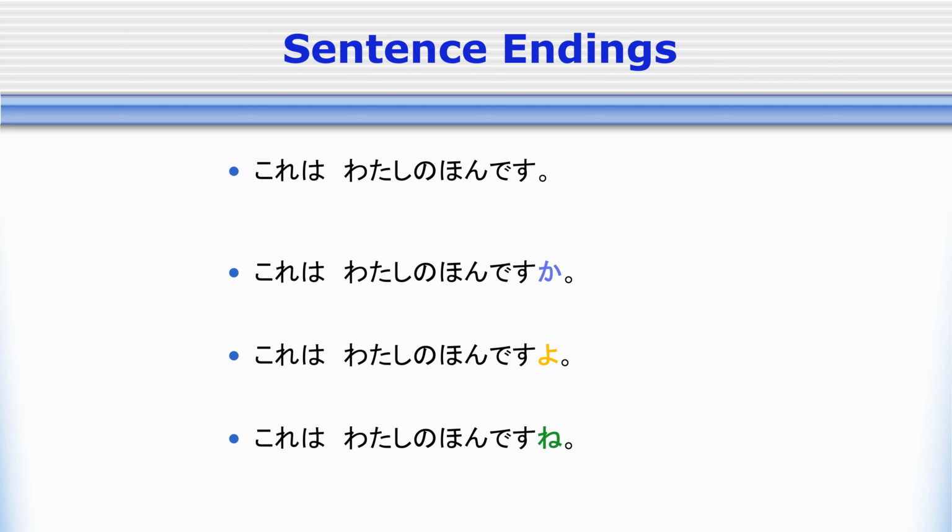So first we have a normal sentence. これは私の本です。This is just a straightforward sentence. This is my book. I can also use a sentence ending to make a question in Japanese. これは私の本ですか? So adding on the ending ka turns the whole sentence into a question. Is this my book?